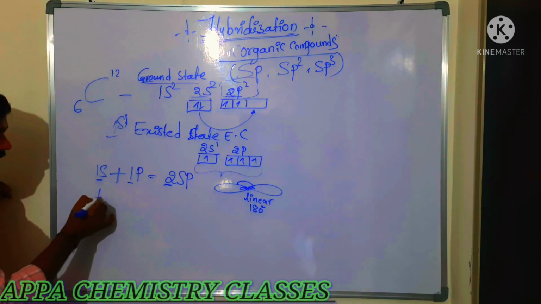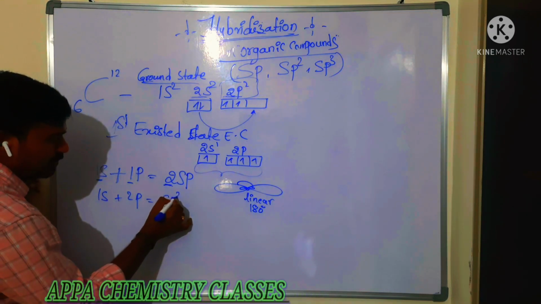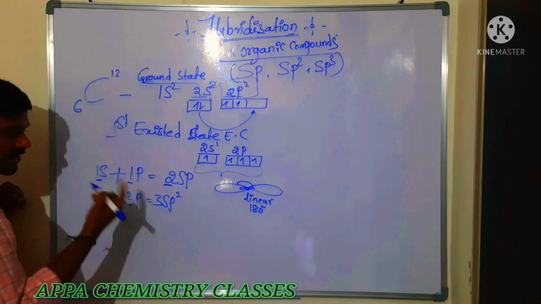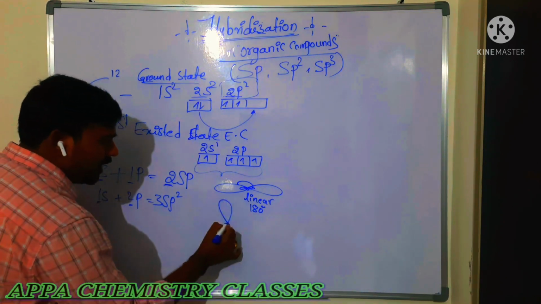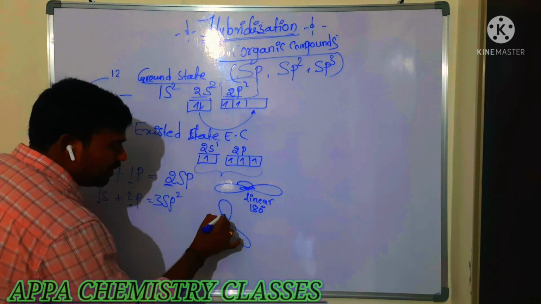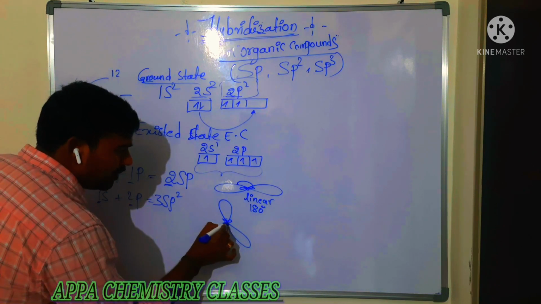You do remember, 1 s atomic orbital and 2 p atomic orbitals give sp2 hybridization. So how many atomic orbitals? 1 plus 2, that is 3. 3 sp2 hybrid orbitals should be arranged in a trigonal planar manner. So like this, in trigonal planar.